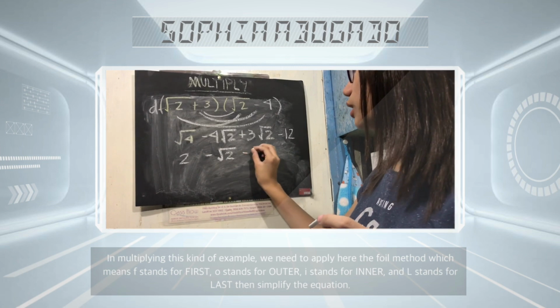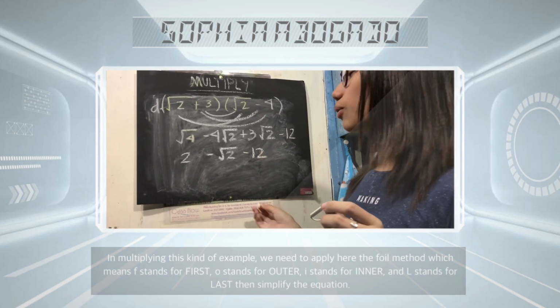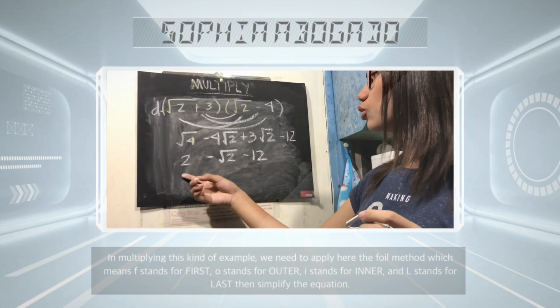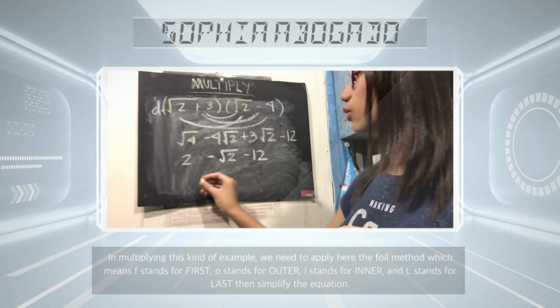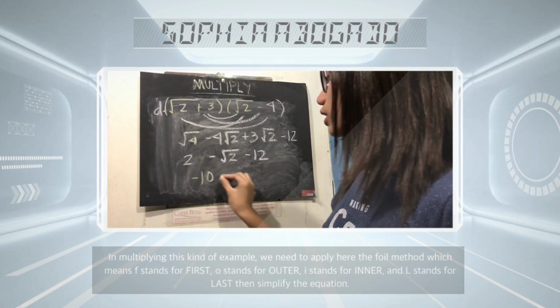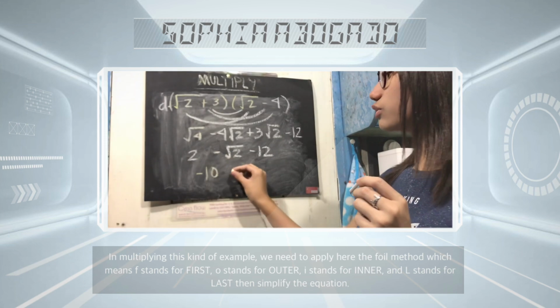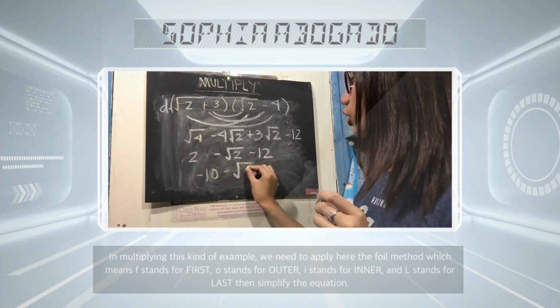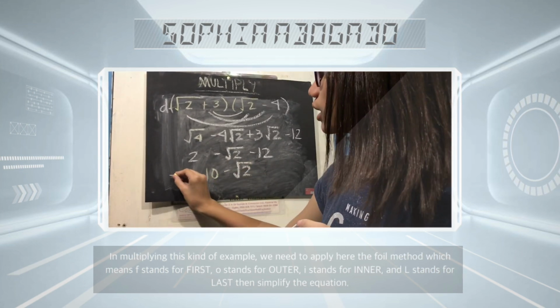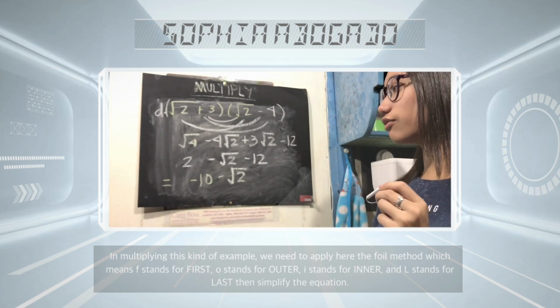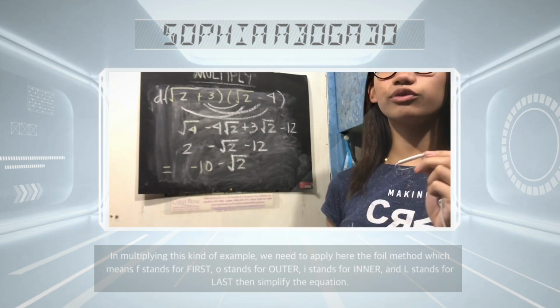We need to copy, then simplify. Combine like terms: 2 plus negative 12 is equal to negative 10. Then we just need to copy the negative square root of 2 in order to get the answer. The answer is negative 10 minus square root of 2.